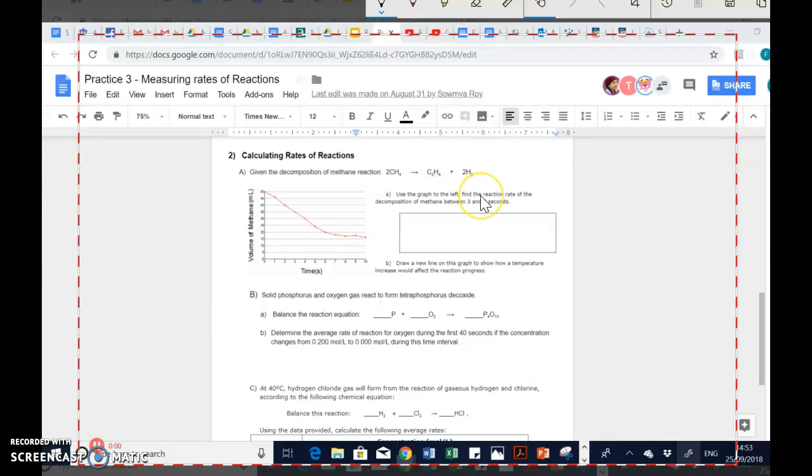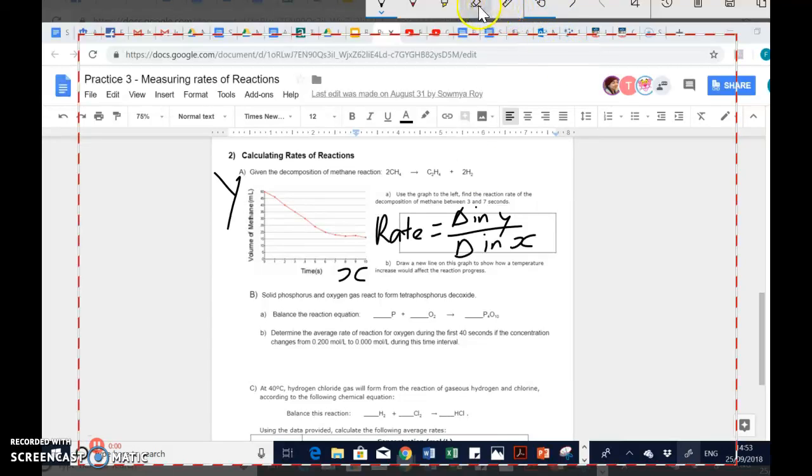So basically when you get questions about rate, the rate is just the change in the value, change in y over change in x. Okay? So you've got two axes here, a y-axis and an x-axis. To calculate the rate, you do the change in the y over the change in the x.